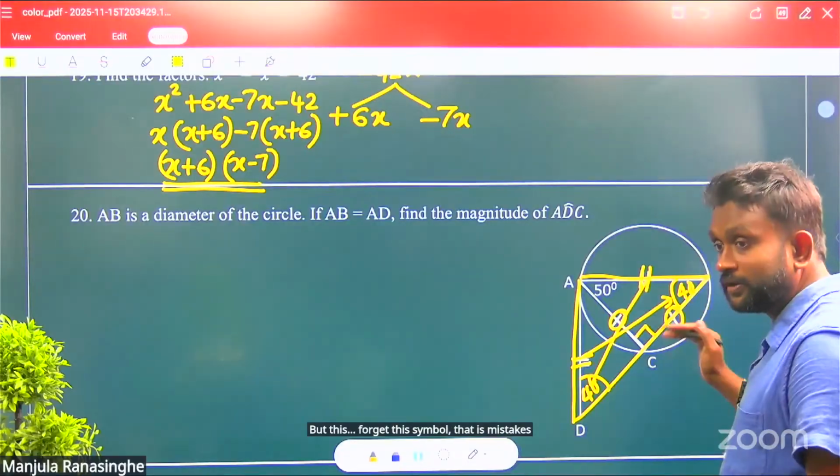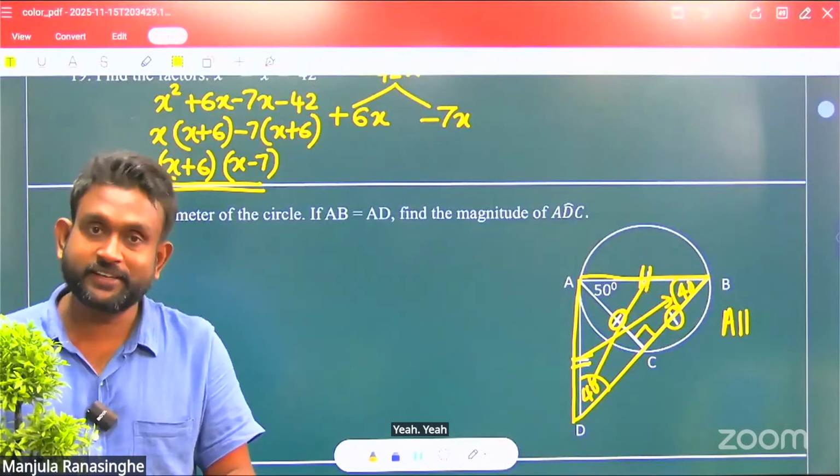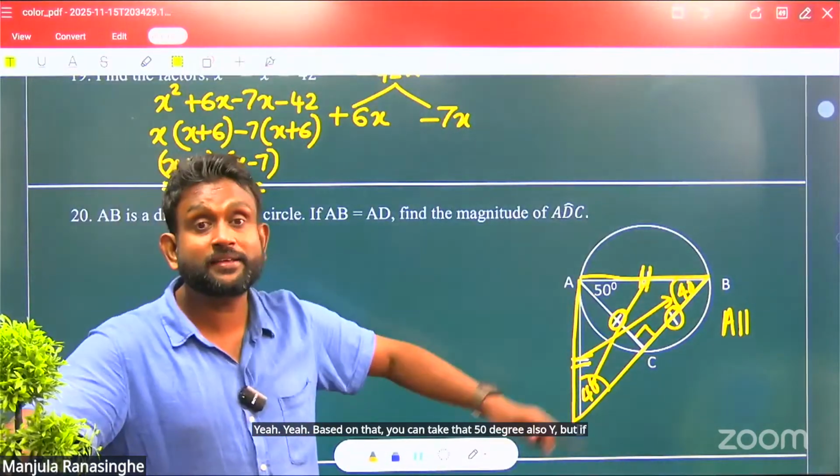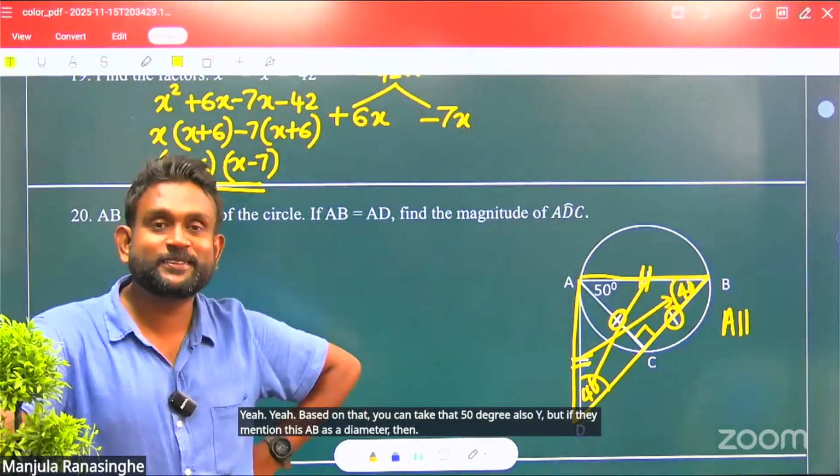So if you get a wrong answer, I will give all marks. Sir, can't we also take that if we consider that both sides are actually equal, then ABC also equals 50 degrees, and therefore ADC will also equal 50 degrees? Yes. Based on that, you can take that 50 degrees also. But if they mention AB as a diameter, then that's the issue.